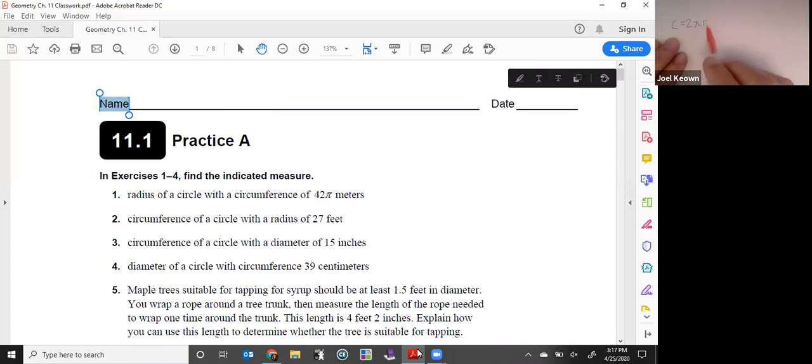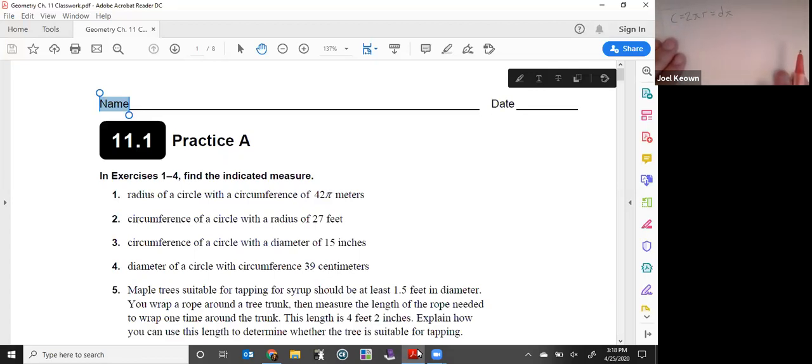And remember, 2 times the radius is the diameter. So if I have the diameter, I can just say diameter times pi. So circumference is 2 times radius times pi, or just diameter times pi. Those will both give me circumference. All right, well, let's look at number 1.